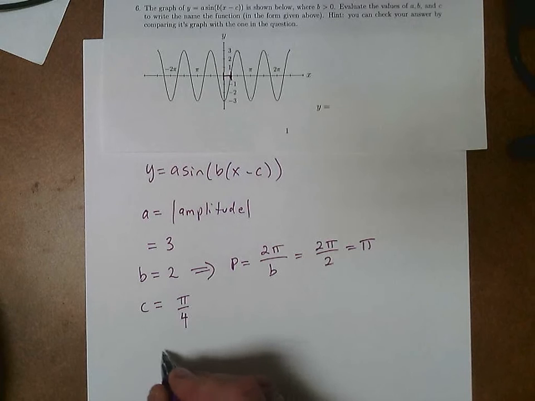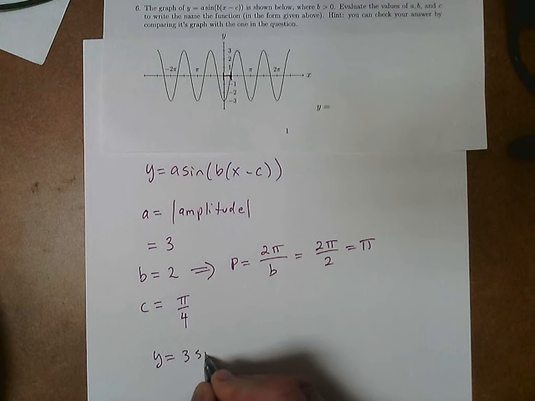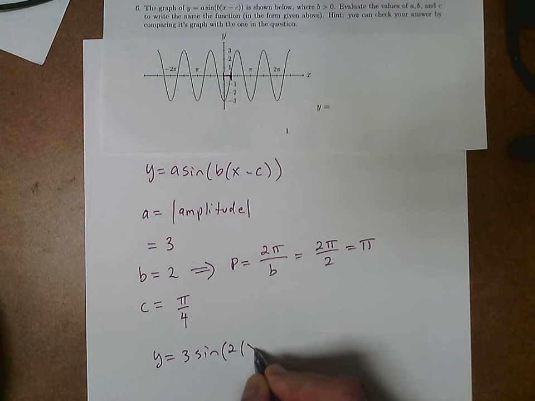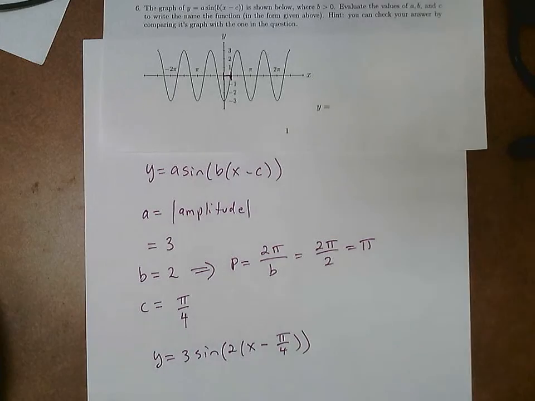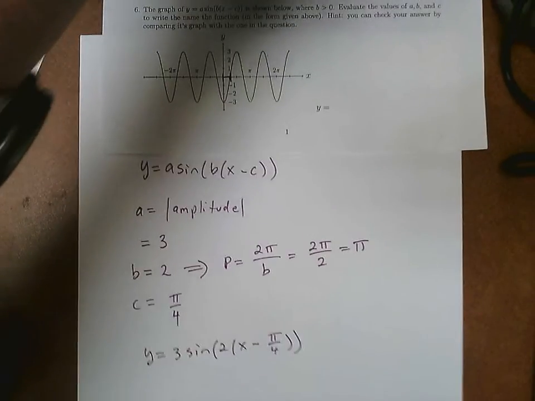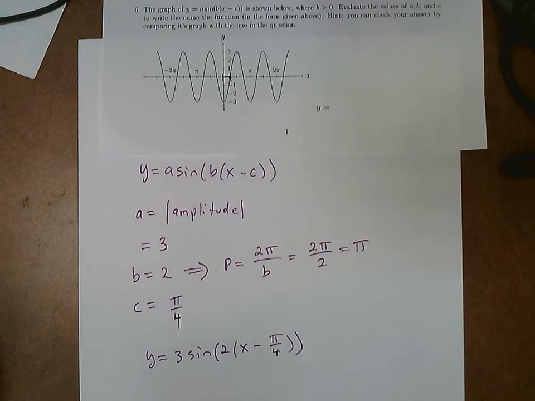So then our function becomes y equals 3 sine of 2 times x minus pi over 4. And then the good thing is we get to check that.